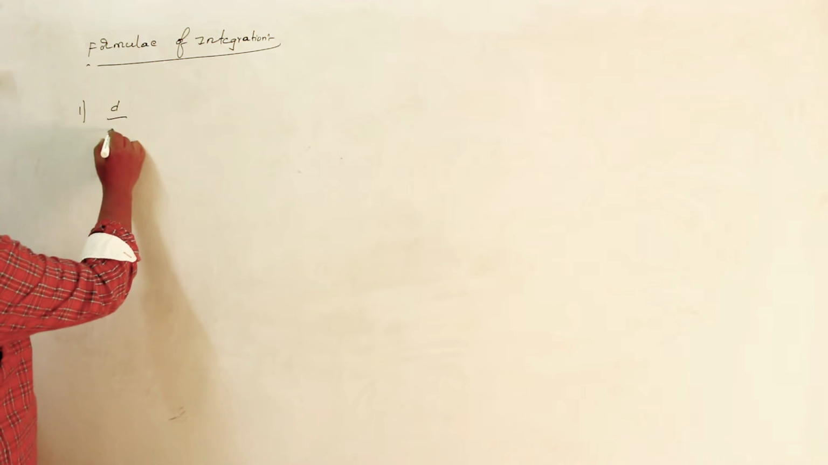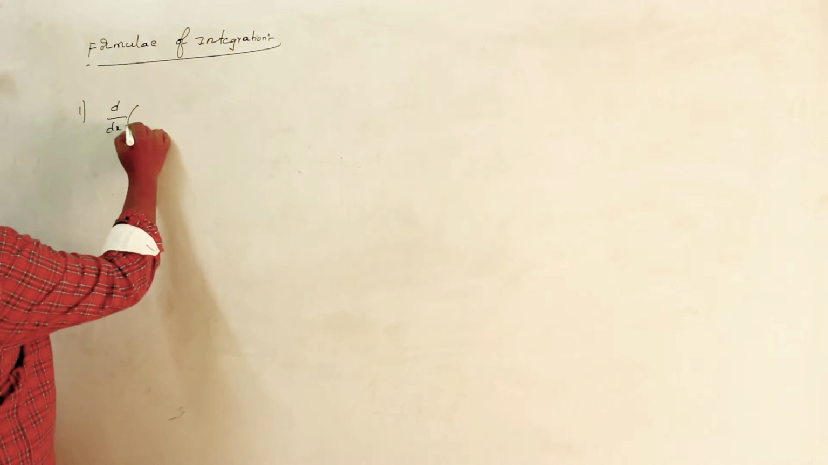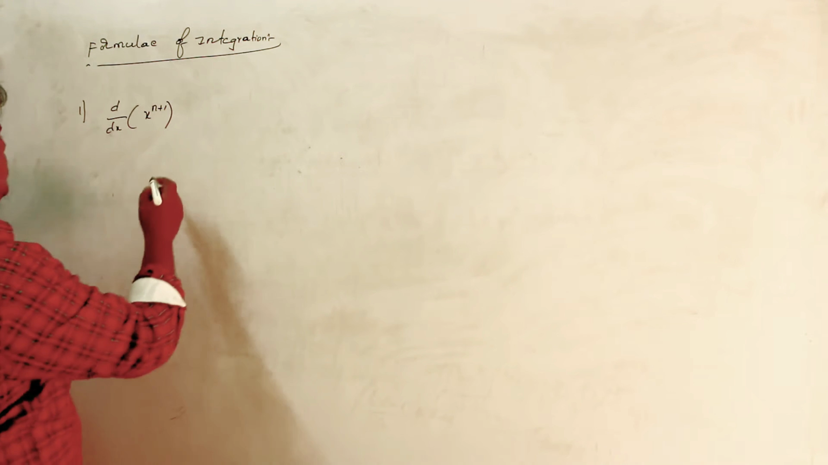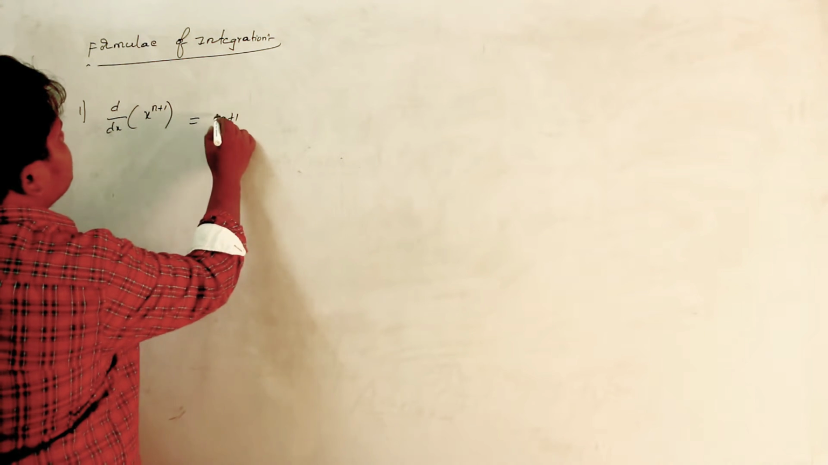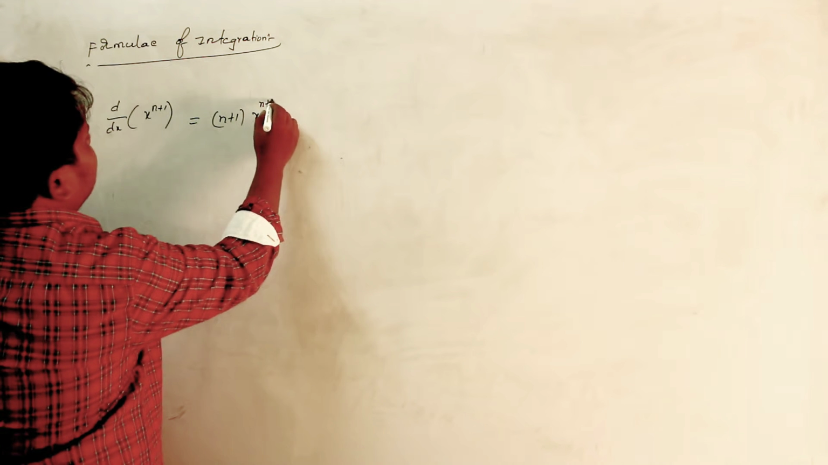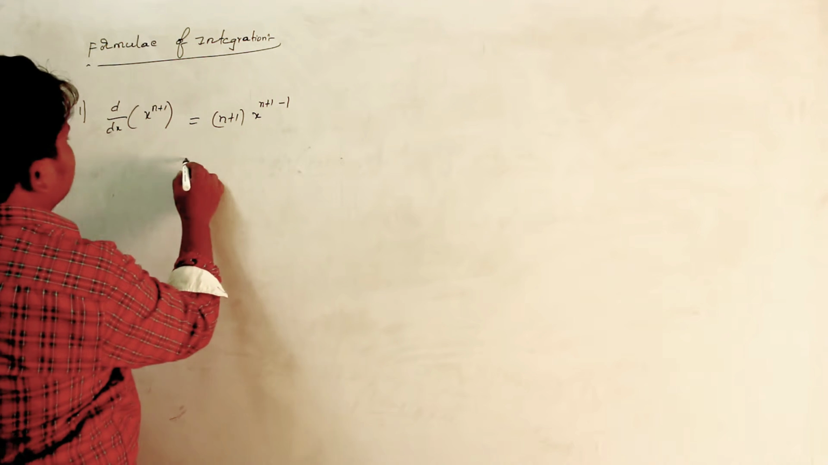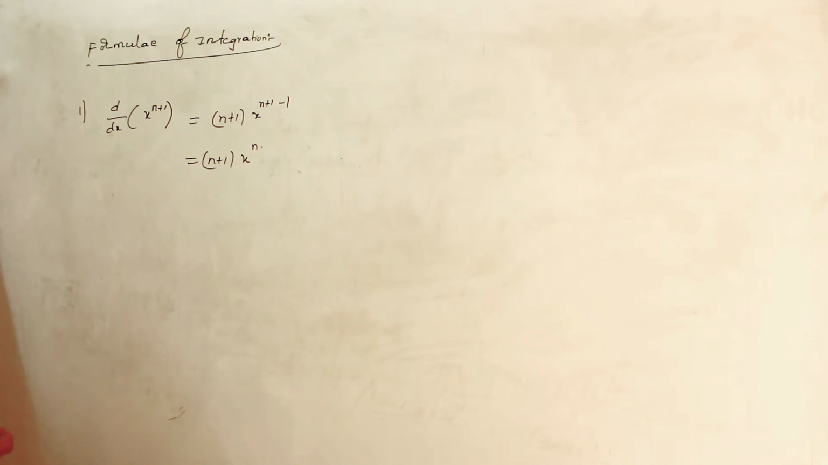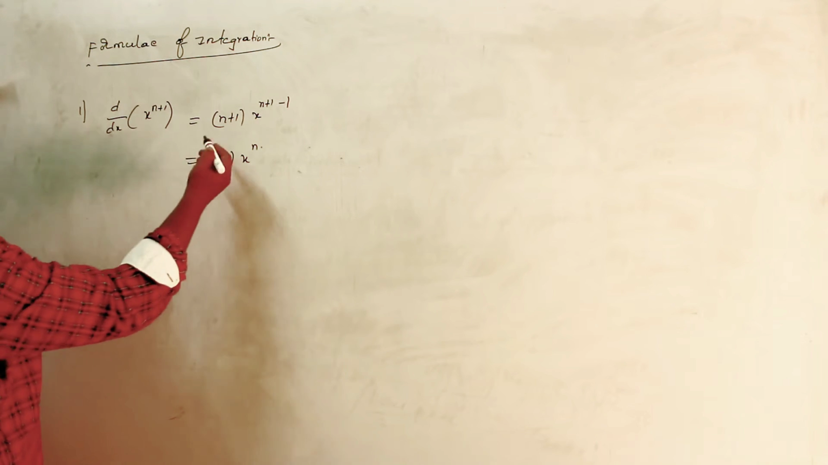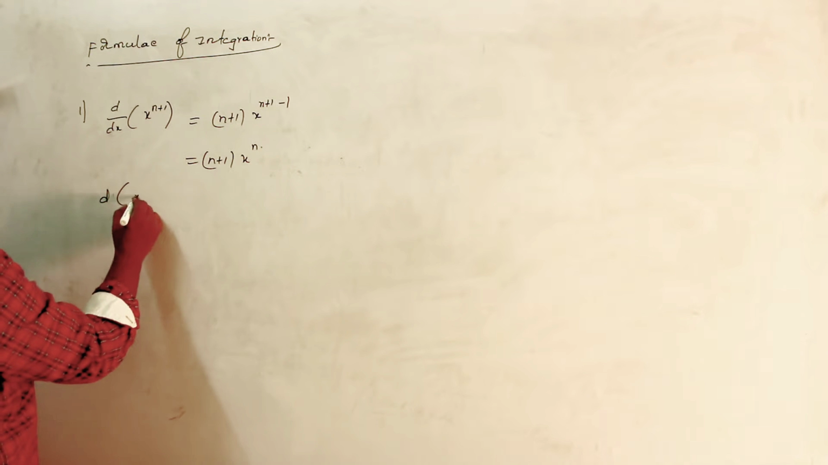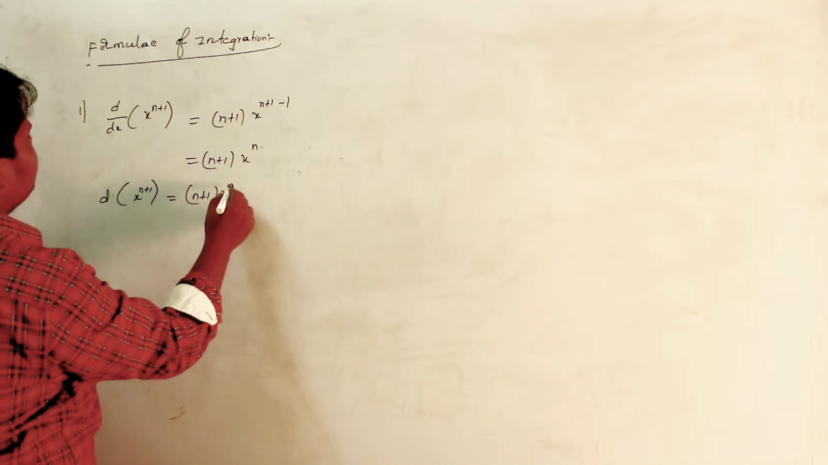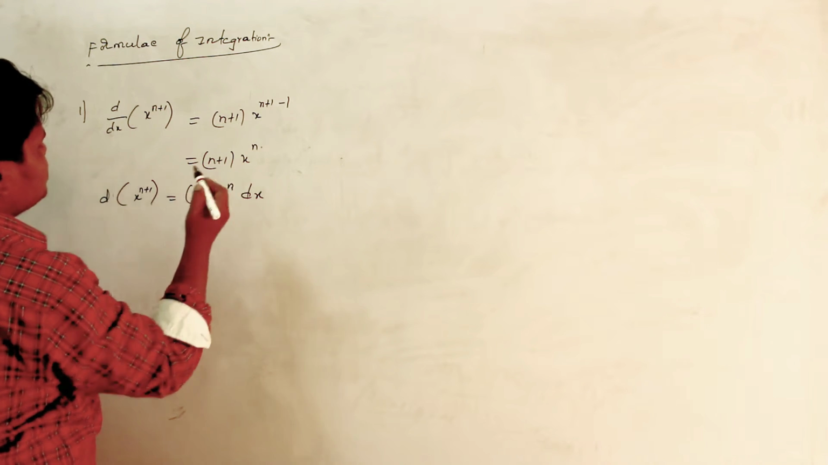First one, d by dx of x power n plus 1. So we know what is the result of this one. We can write it as n plus 1 into x power n plus 1 minus 1. So therefore n plus 1 into x power n. This is the result. So let us try to integrate this one and let us see what is the answer we will get. The same relation we can write as d of x power n plus 1 is equals to n plus 1 into x power n dx. This is how we can write.